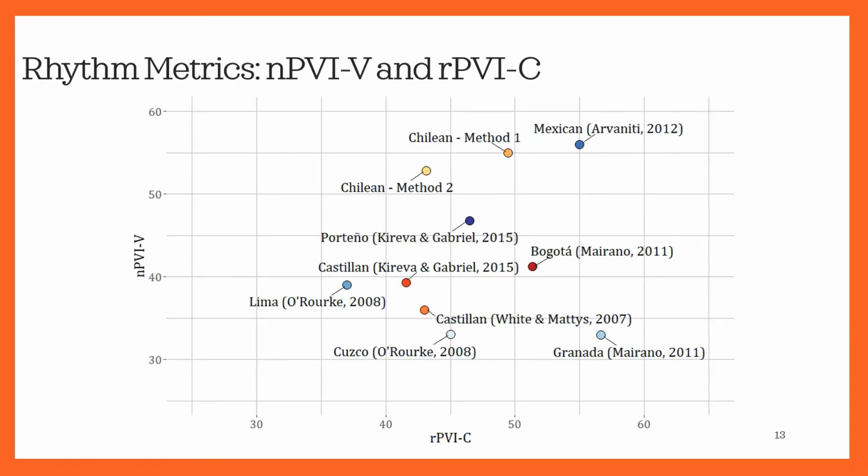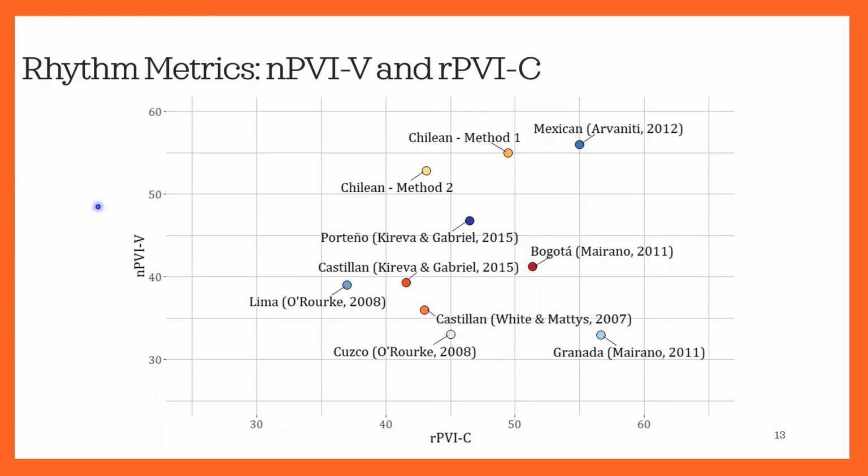This graph reports the same metrics as in the previous slides, with rPVI-C in the x-axis and nPVI-V on the y-axis. Here we report the average results for method 1 and method 2 and compare these to studies for other varieties of Spanish. So in the first place, you can see that both our results are higher in terms of variability for vowels than most other varieties, but it seems to be similar in terms of consonantal variation.